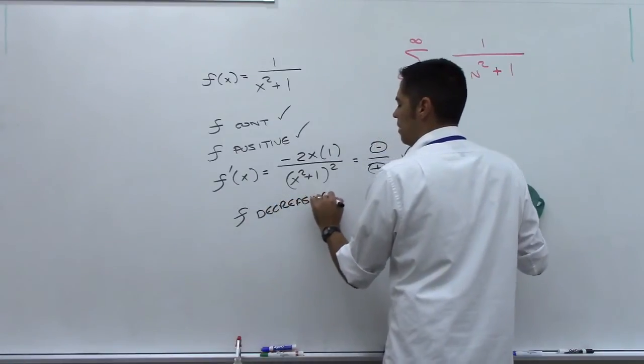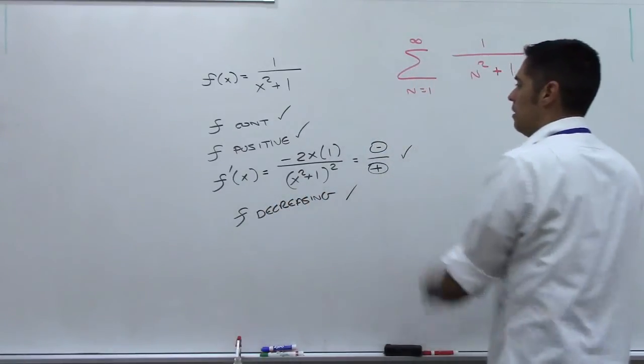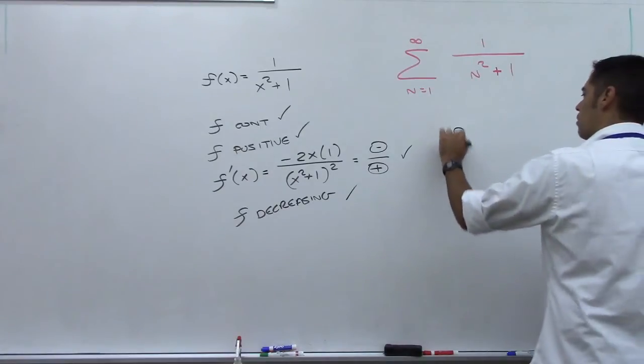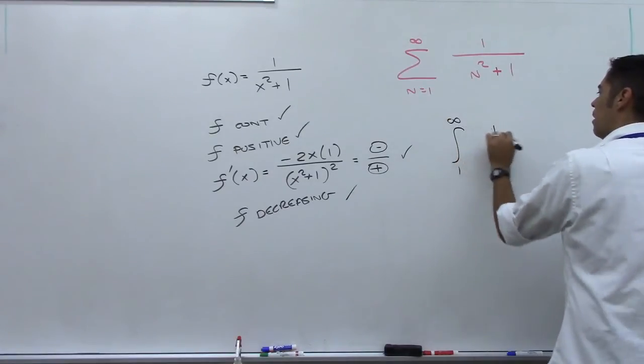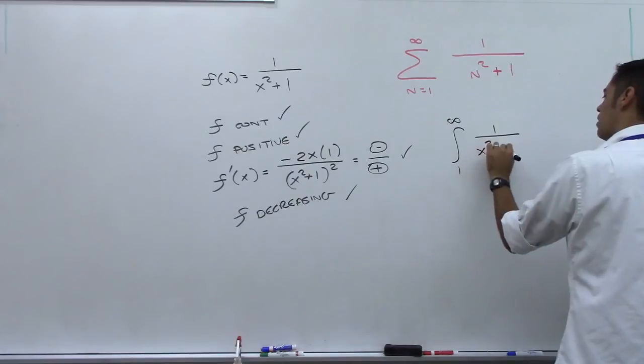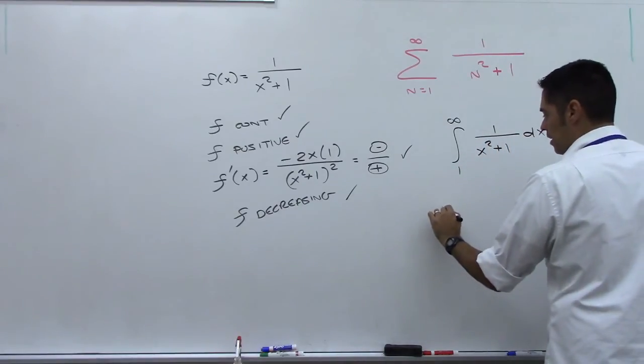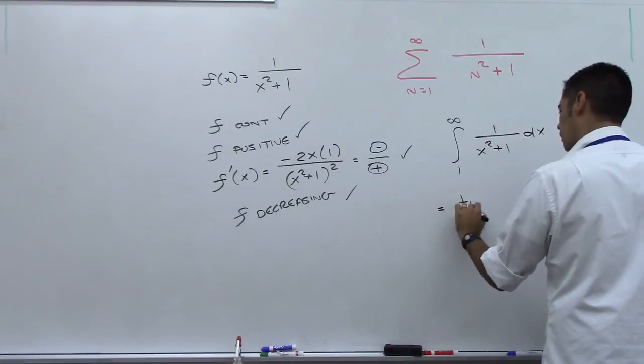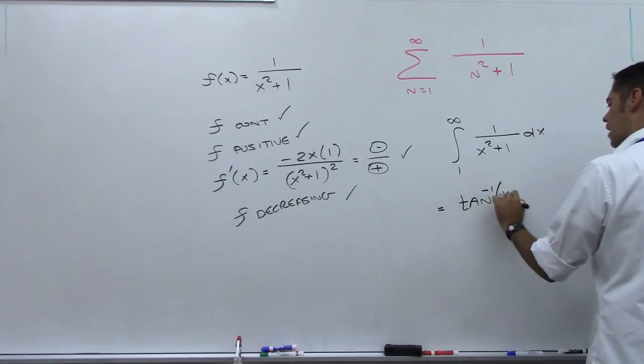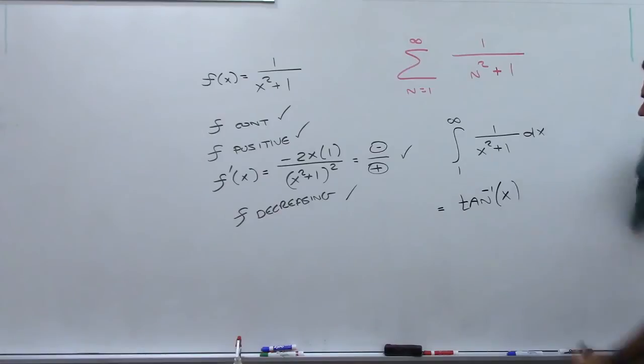And now I just need to be able to integrate it. So I've got everything I need. I need to do the integral from 1 to infinity of 1 over x squared plus 1 dx, which is going to be arctangent of x. That look familiar?